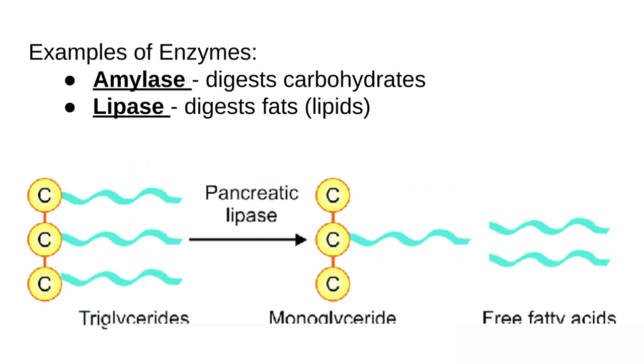We have lipase, digests fats. You see the word lipid in there. Remember, lipids often look like an E. They're made up of fatty acids and glycerol. I know this says monoglyceride. Pretend it says glycerol. But lipase digests fats. Fats are digested in our duodenum, in that first part of the small intestine.